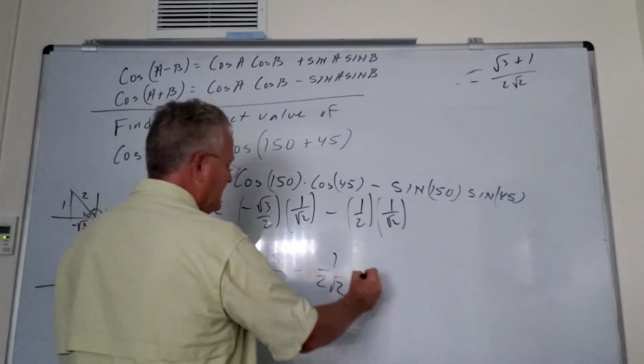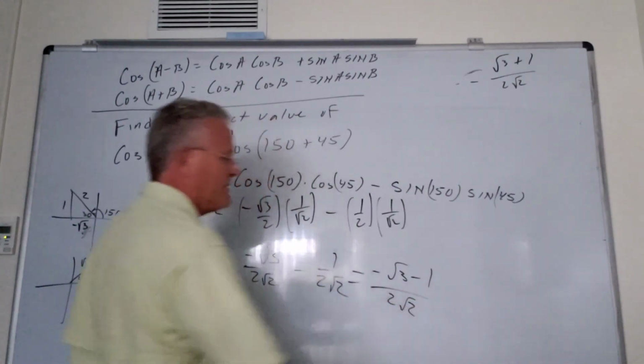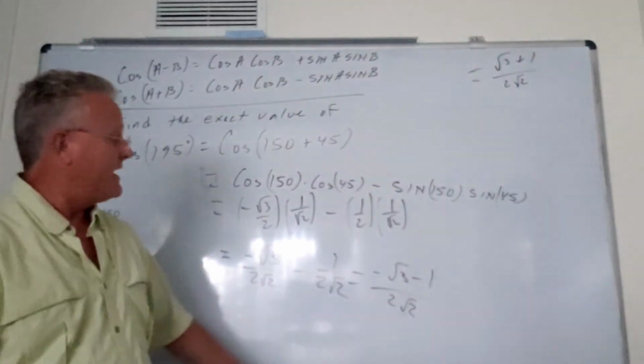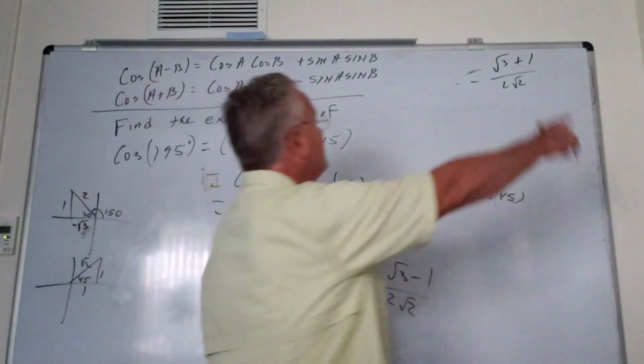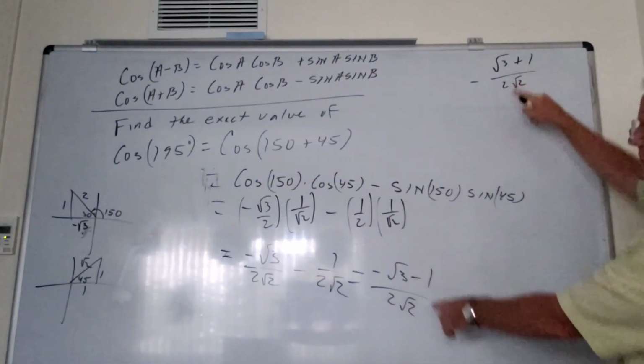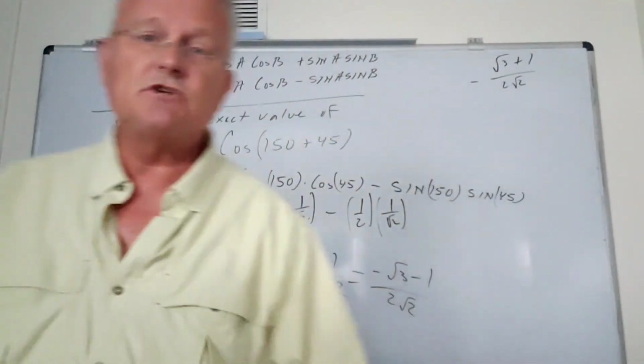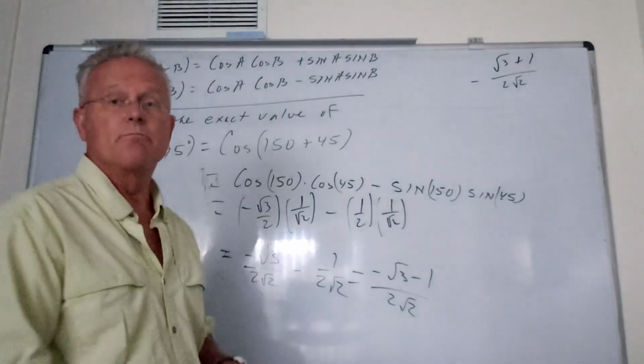And combining, we get minus root 3 minus 1 over our common denominator of 2 root 2. And I could factor that negative out and get the same answer of minus root 3 plus 1 over 2 root 2. So it's getting the same result, just using two different approaches.